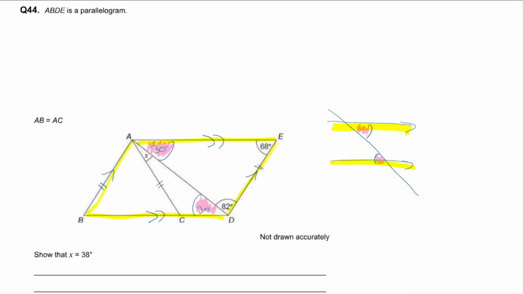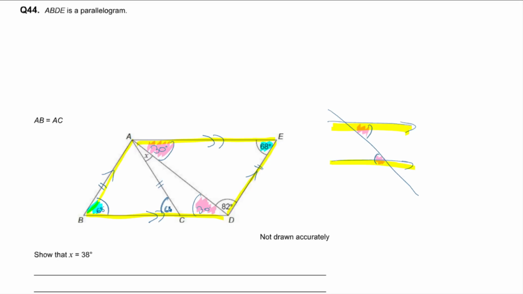Okay, but I do know that opposite angles in a parallelogram are equal. So that angle there and that angle down there must be the same because it's a parallelogram. So that angle there is 68. Okay, so if that angle there is 68 and that angle there is 68, and this is an isosceles triangle, then this one must be 68 as well.